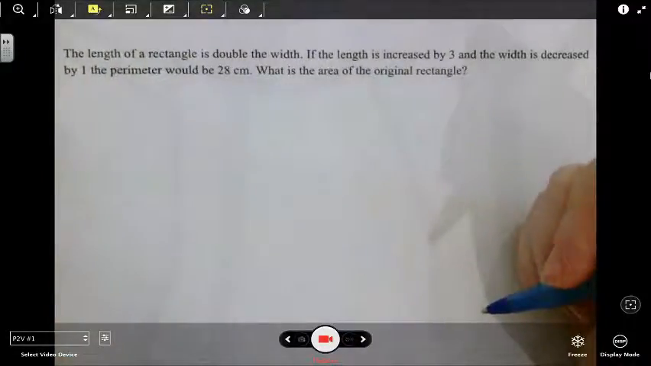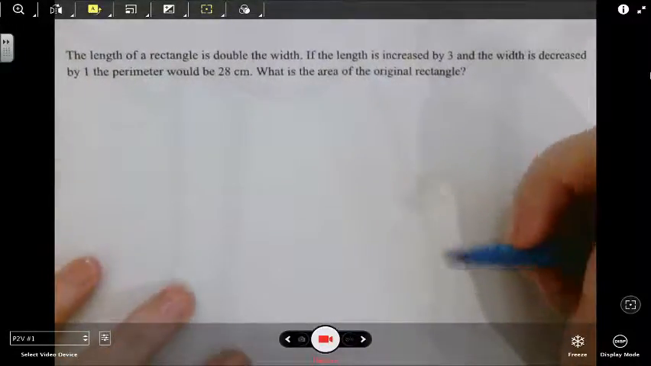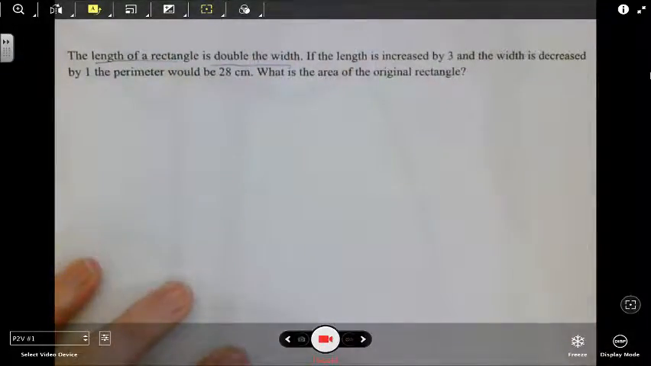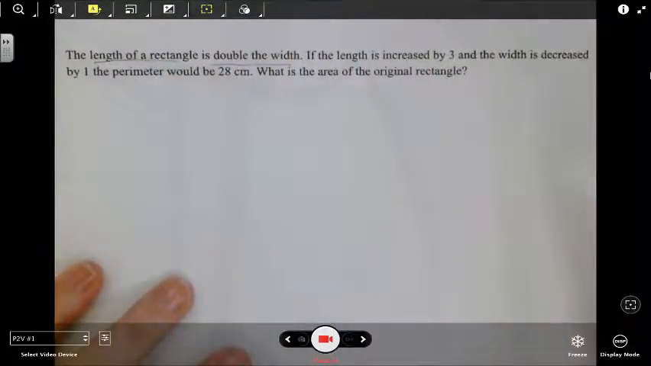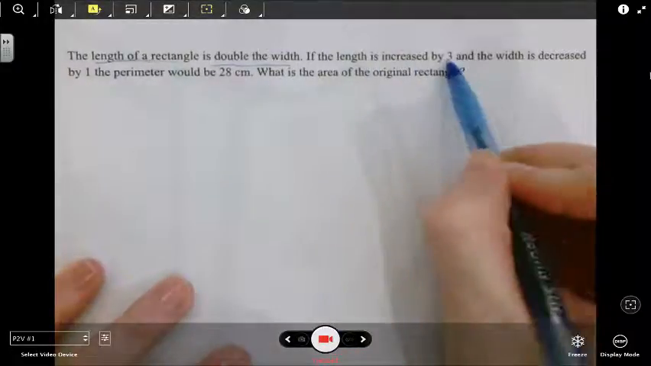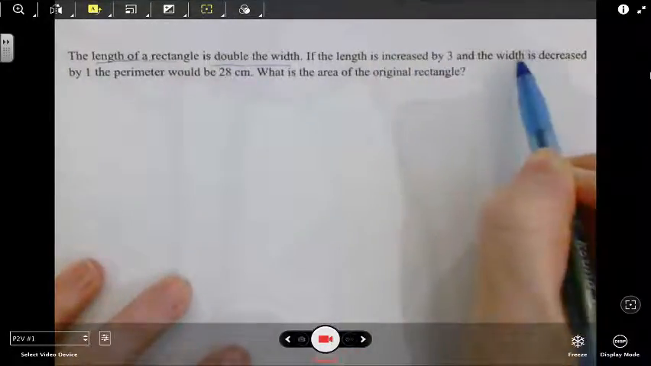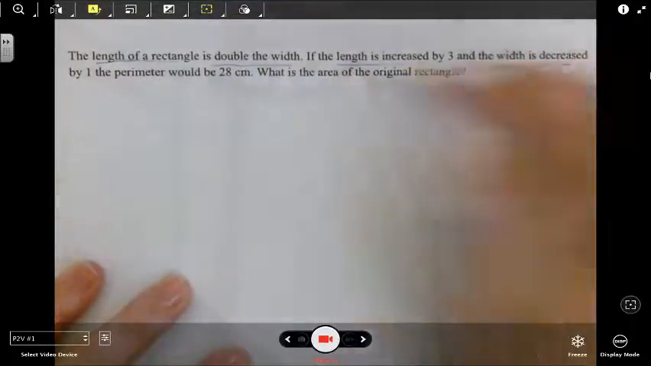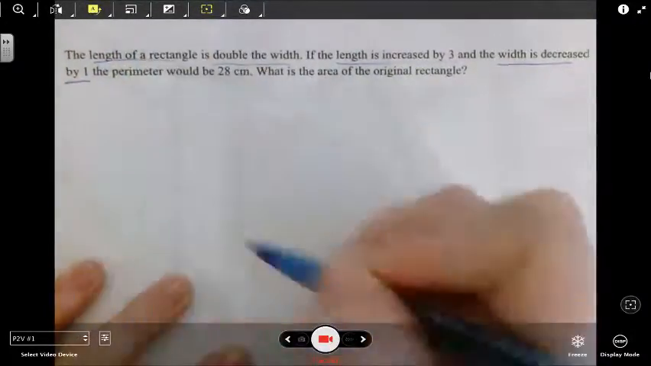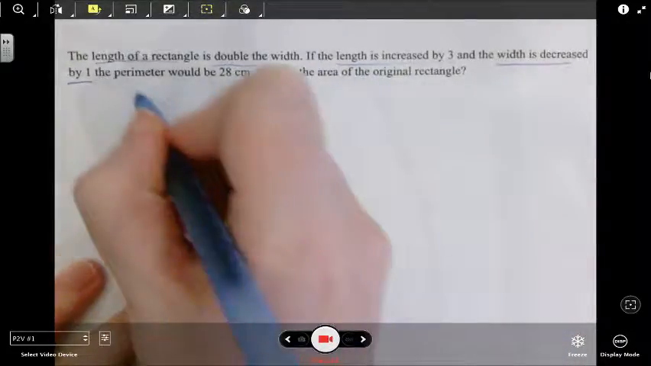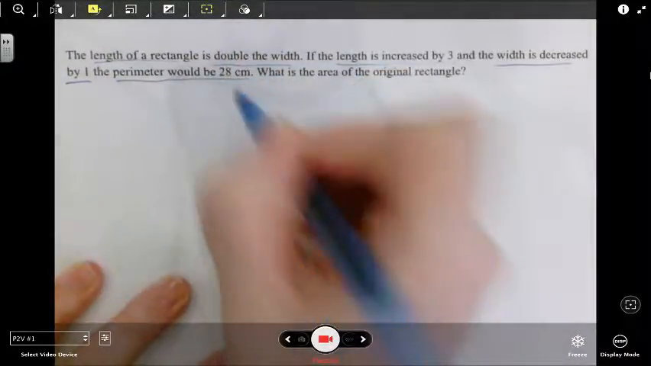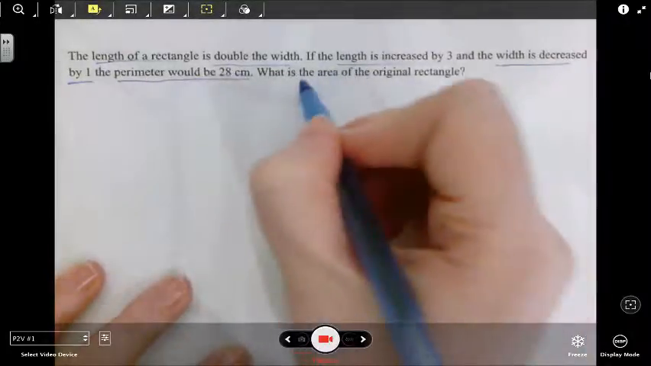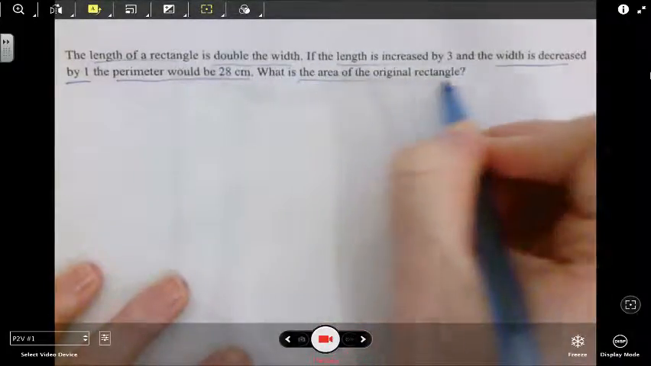So the length of a rectangle is double the width. So far that seems easy enough. Then it says, if the length is increased by 3 and the width is decreased by 1, the perimeter would be 28 centimeters. Then we want to go back and it says, what is the area of the original rectangle?